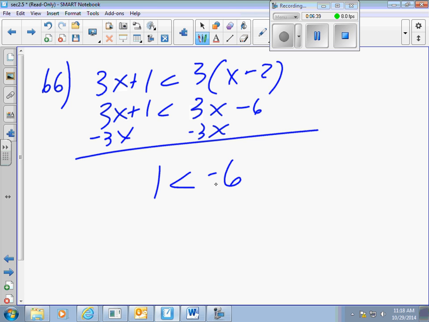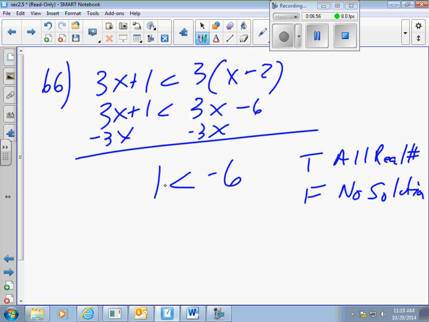And so we have this statement. It's either a true statement or a false statement. If it's a true statement, it's all real numbers. And if it's a false statement, it's no solution. This one, 1 is less than negative 6, is a false statement, so we would have to say no solution.